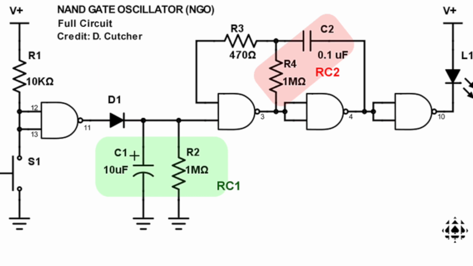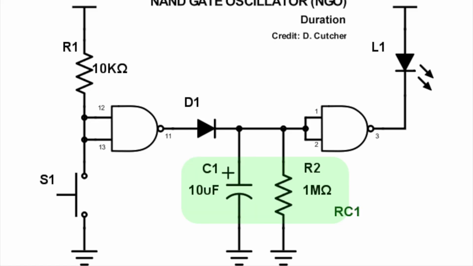This circuit uses two RC mini circuits. The first one is shown here. When the button is pressed, the first capacitor will fill up, and when the button is released, it will discharge into the next NAND gate, which will cause the LED to stay on for a prolonged period. The period is determined by the size of the capacitor and the size of the resistor in the RC circuit.